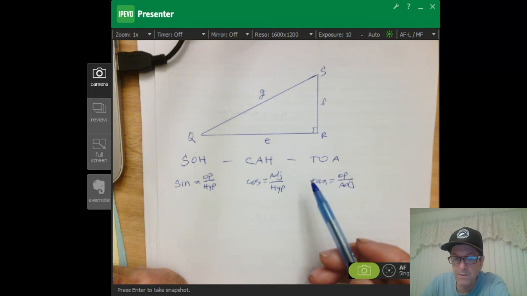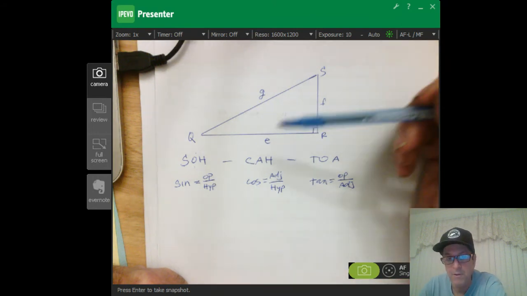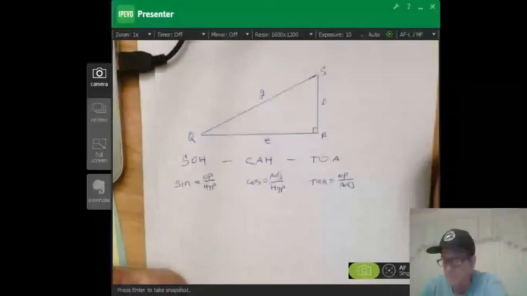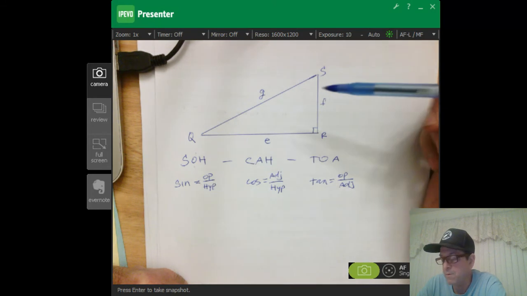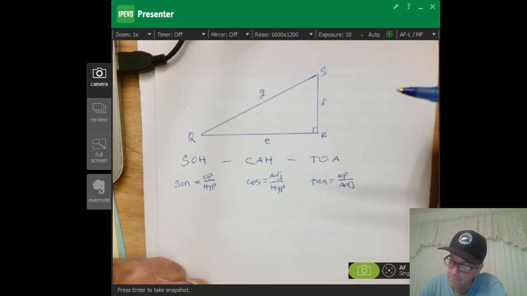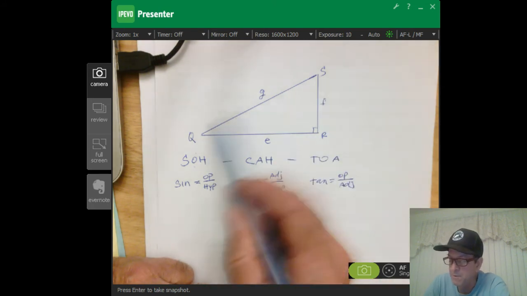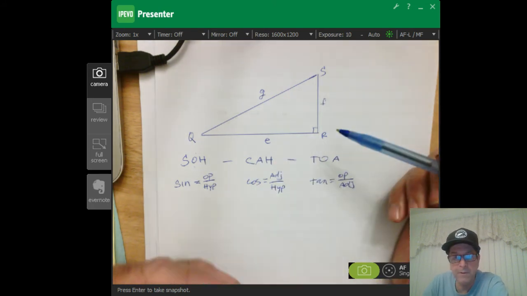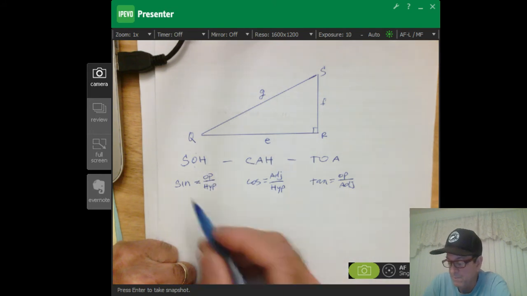The only difference is we have to decide which one to use based on the information we have and the information we're using. So in other words, which sides do we have, or which sides are we looking for? So let's say we have some information. So here we have a triangle, and none of the information is given to us. So we're going to start off, and we're going to make up a problem.